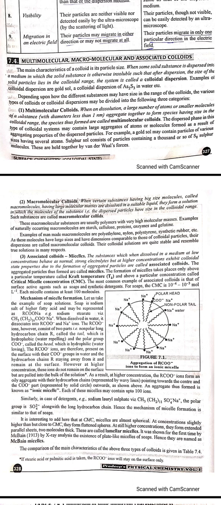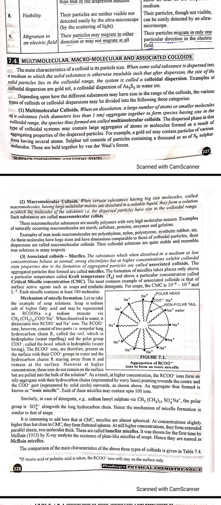Depending upon how the different substances may have size in the range of the colloids, the various types of colloids or colloidal dispersions may be divided into the following three categories: multimolecular colloids, macromolecular colloids, and our third one is associated colloids. So, multimolecular colloids. When on dissolution, a large number of atoms or smaller molecules of a substance with diameter less than 1 nanometer aggregate together to form species having size in the colloidal range, the species thus formed are called multimolecular colloids.